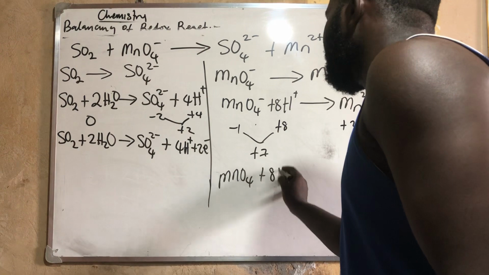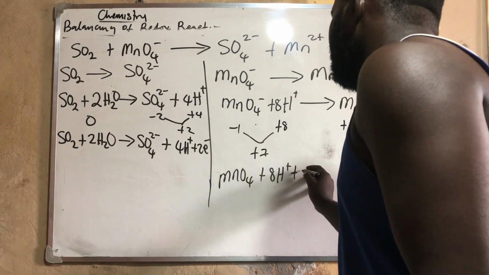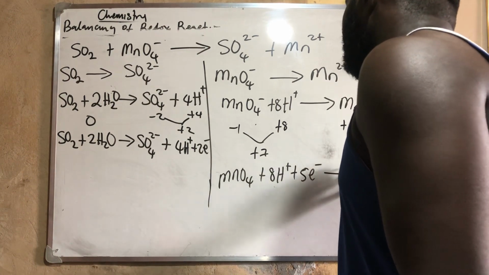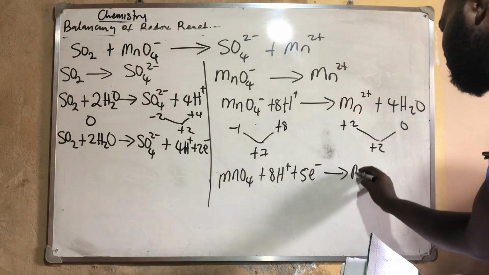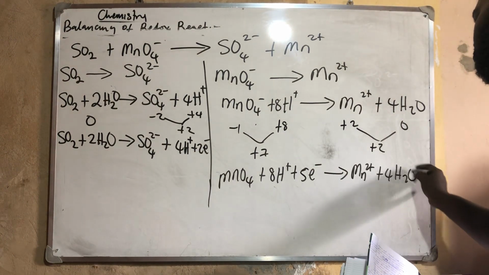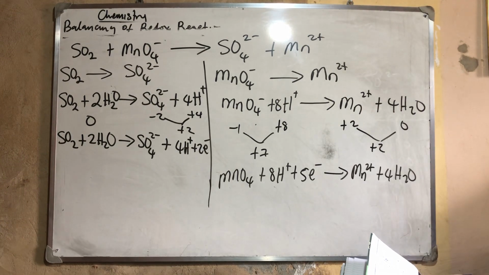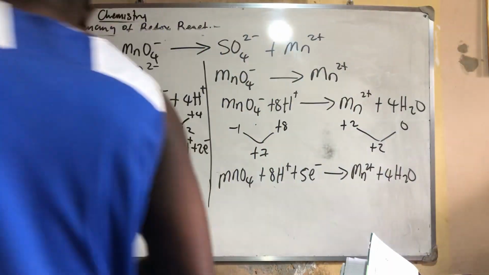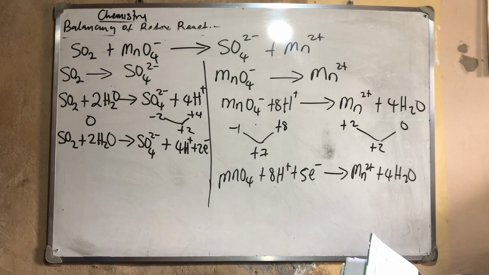MnO4⁻ + 8H⁺ + 5 electrons to give us Mn²⁺ + 4H2O. You see? So that is that. You will now see that we want the electrons to cancel out. We want the electrons to cancel out.